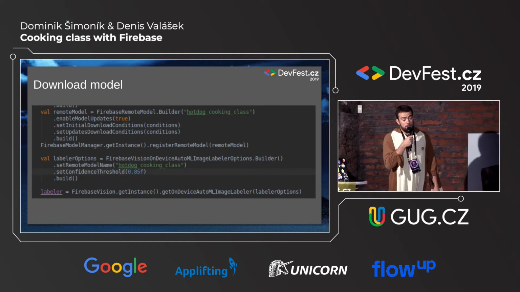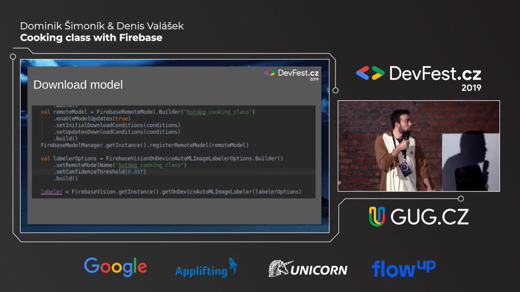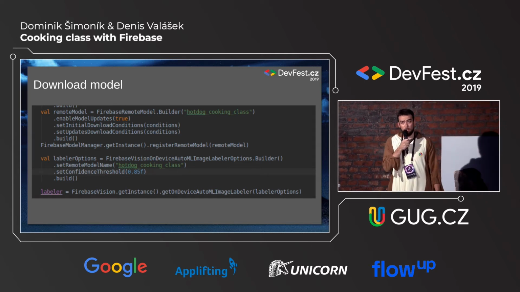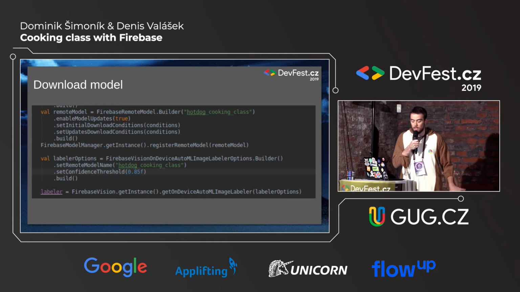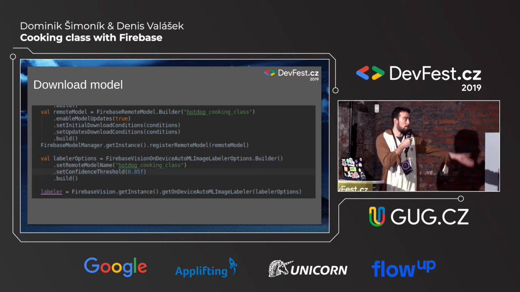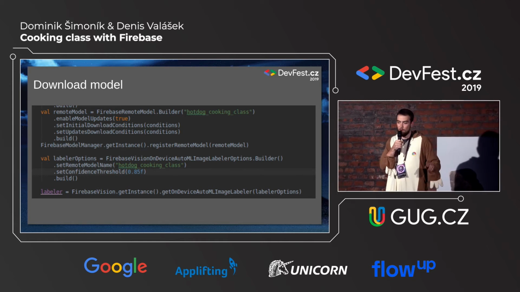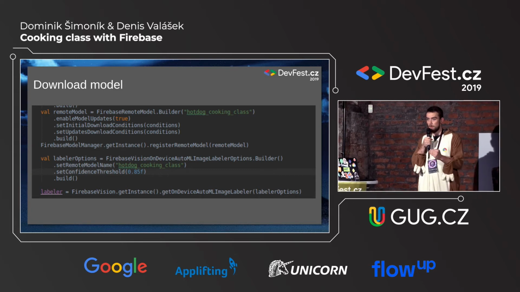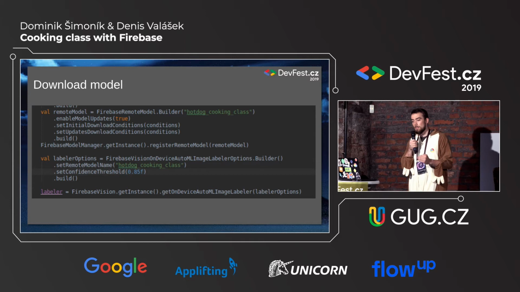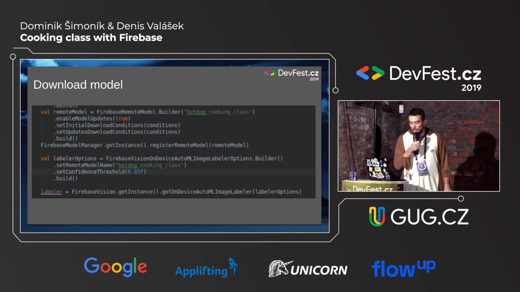How to download the model? It's more than 3 lines, but yeah. You're receiving the model from the Firebase SDK. You set initial conditions for your model, and you register that model locally. You can also download that model locally and not receive it from Firebase. But I wanted to update my model in the future.